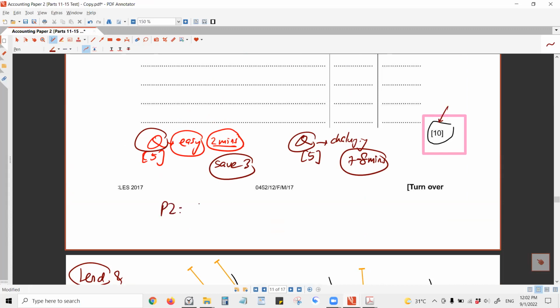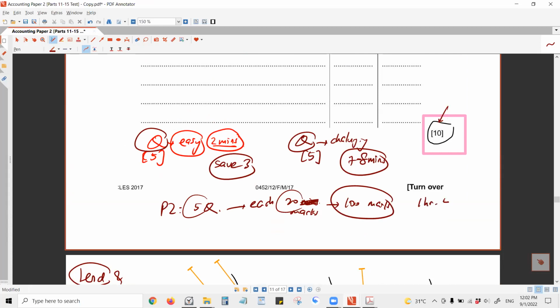In paper two, there are 5 questions. Each question is worth 20 marks. Sorry, each is for 20 marks, so in total there are 100 marks. Paper two is for 1 hour and 45 minutes, equivalent to 105 minutes.